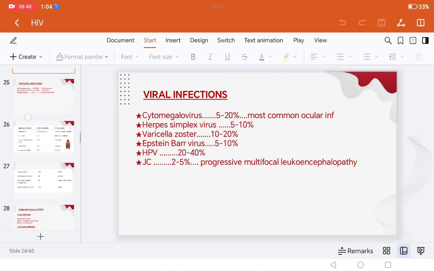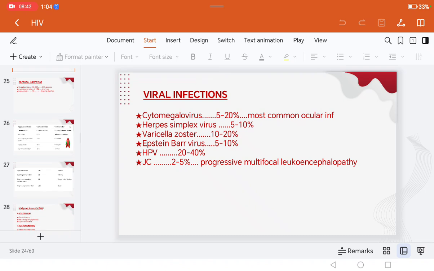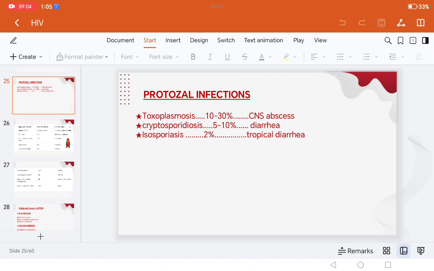Then the viral infections include cytomegalovirus, 5 to 20%, which is the cause of the most common ocular infection. Then herpes simplex virus, 5 to 10%, varicella zoster, 10 to 20%, Epstein-Barr virus, 5 to 10%, human papilloma virus, 20 to 40%, and JC virus, 2 to 5%. It causes progressive multifocal leukoencephalopathy.